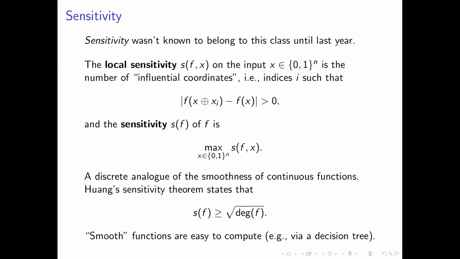And so a nice way to sum this up is to say that smooth functions are easy to compute. In particular, this result shows that sensitivity is polynomially related to these other complexity measures. So I can find a somewhat shallow decision tree that computes a smooth function. And again, I think that's very neat.